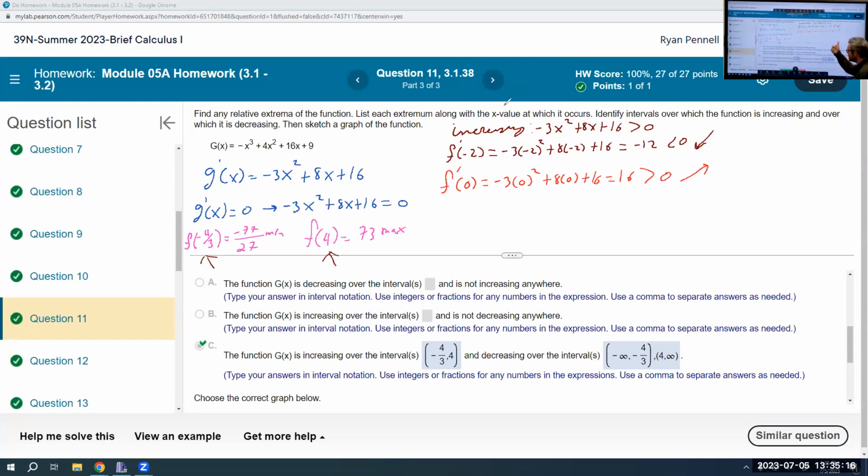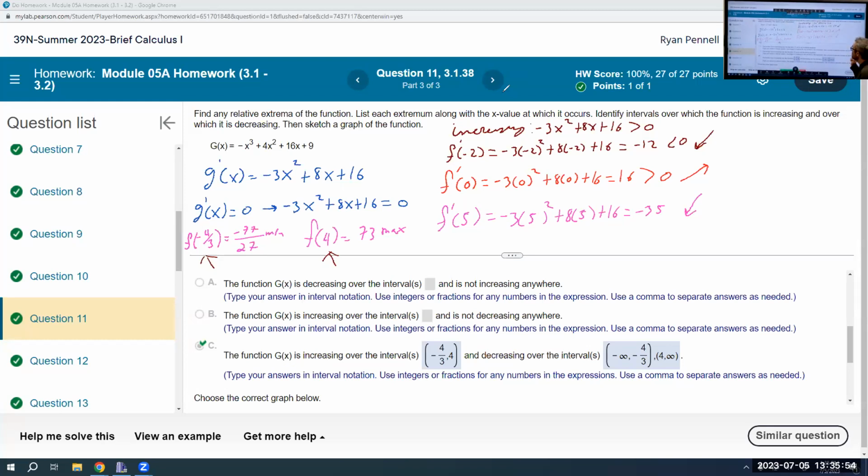And then I can pick a point after 4, say 5, and we'll see what happens. F prime of 5: -3 times 5 squared plus 8 times 5 plus 16. All I want to know is, is this positive or negative? I don't even care what number it is. I just need to know, is it positive or negative? It's -35, which is negative, which means it's decreasing.